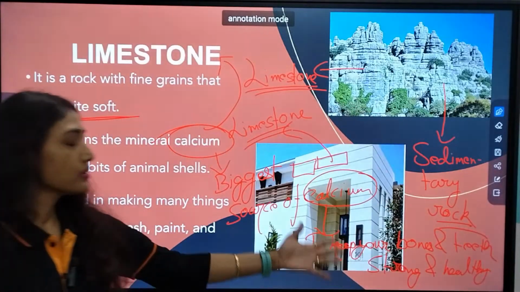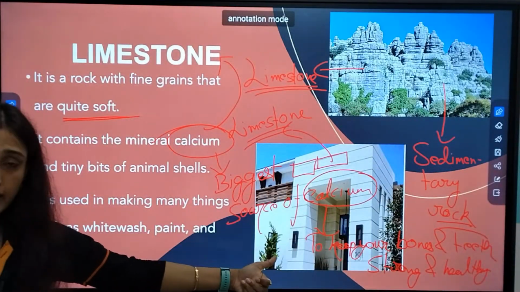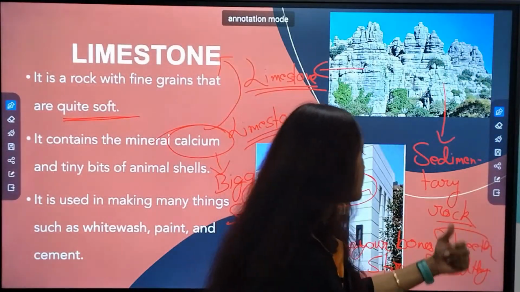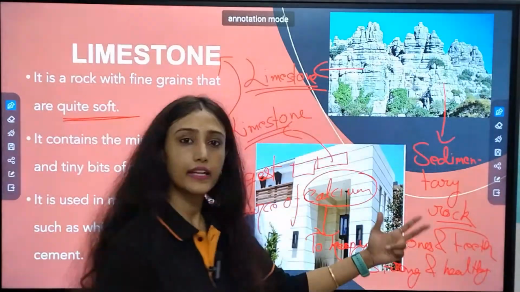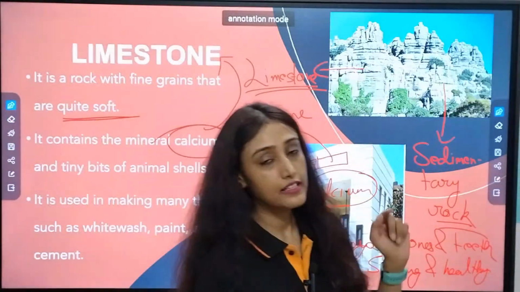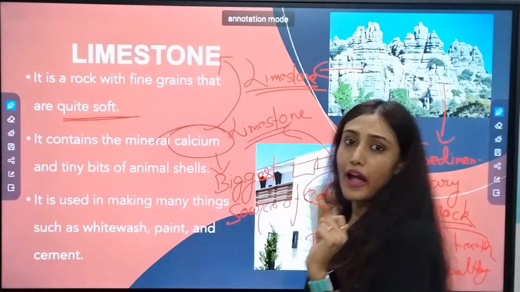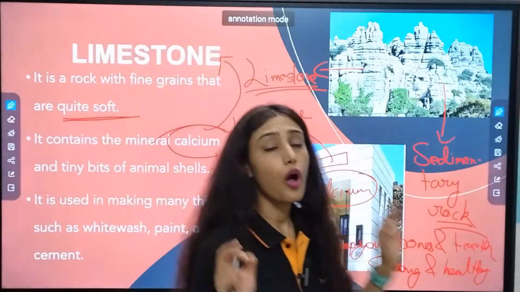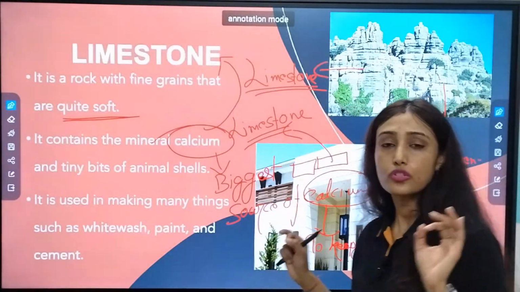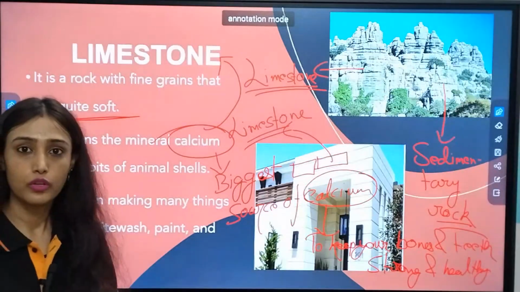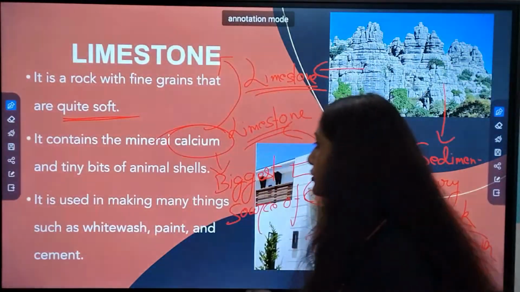To make your calcium, why do you need calcium? Calcium is needed to make our teeth and bones strong and healthy. This you have already learned in your food and health chapter. So, where do you find calcium? You find it in rocks. Which rock is the most important source of calcium? That is nothing but limestone. Understood? I think you have.